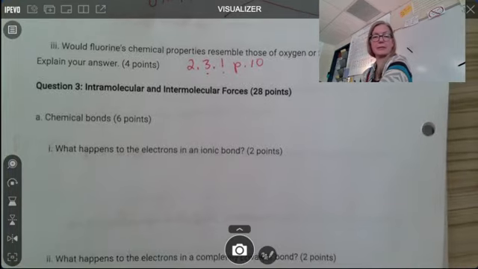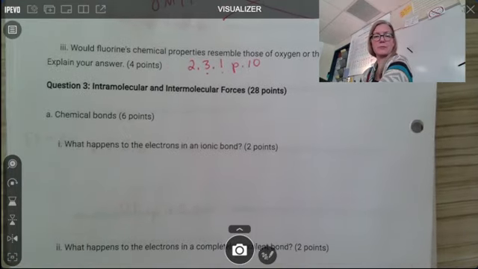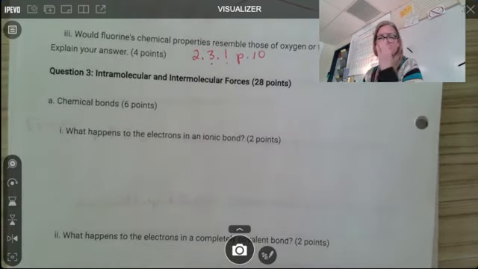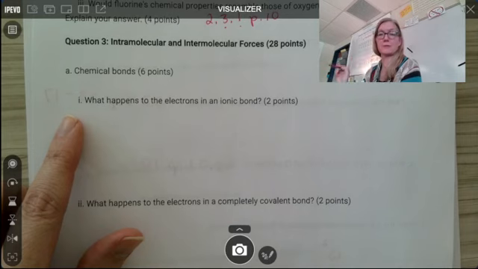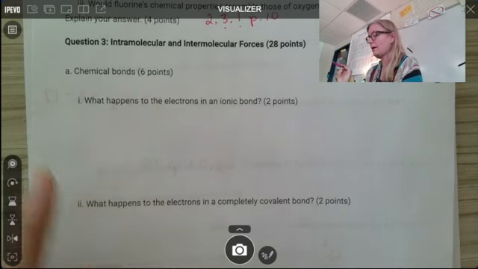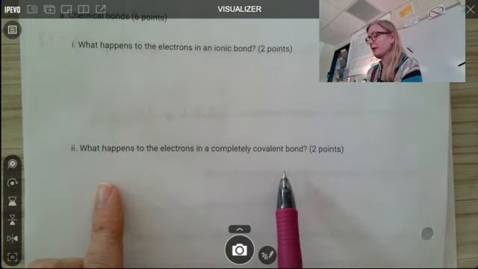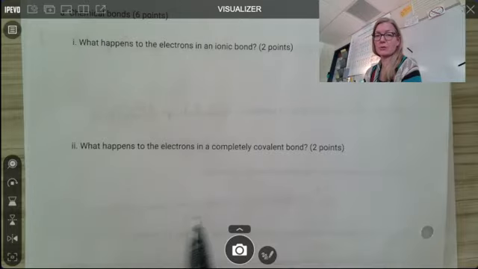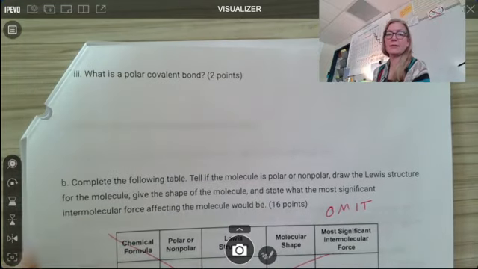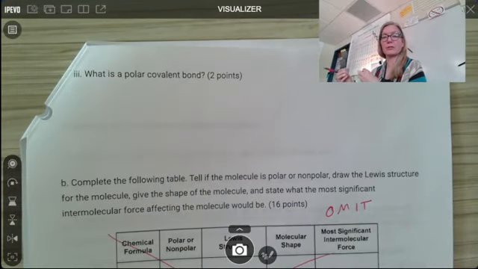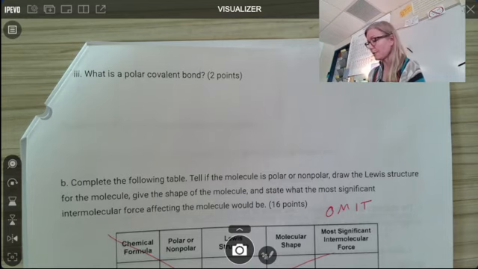Intramolecular forces and bonding. I'm just going to tell you the answers to some of these because they are important, but the book did not clearly lay them out, I don't think. What happens to electrons in an ionic bond? They are transferred, okay? What happens to electrons in a completely covalent bond? They are shared, okay? So ionic is transferred, covalent is shared. And what is a polar covalent bond? That's a covalent bond where electrons are not shared equally, or they're shared unequally.